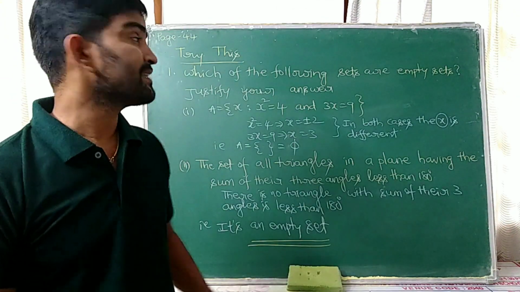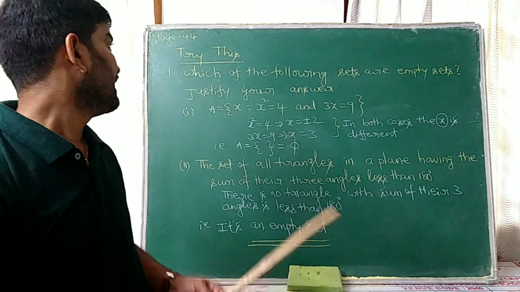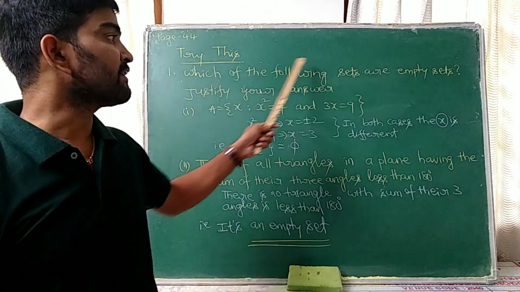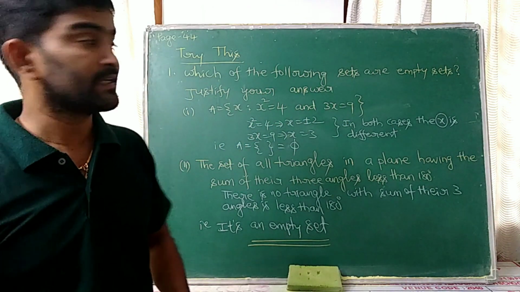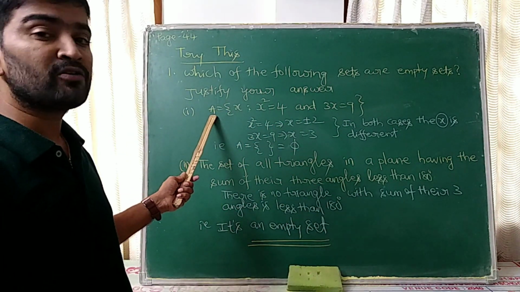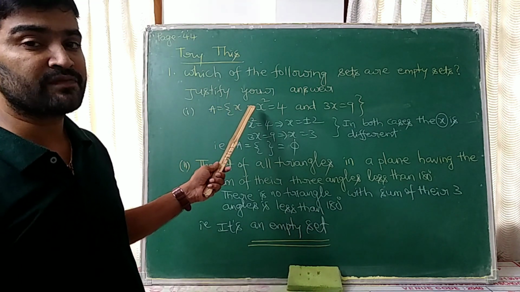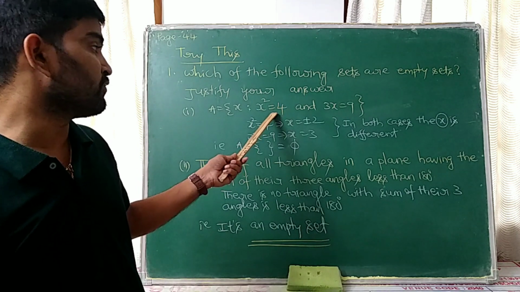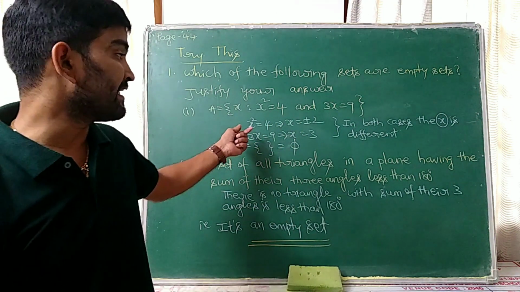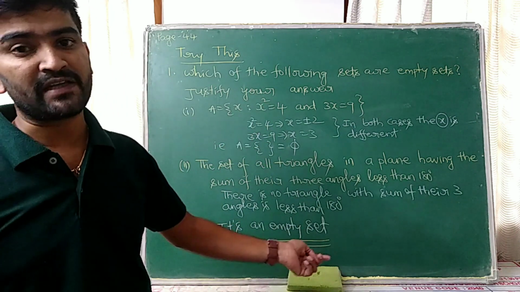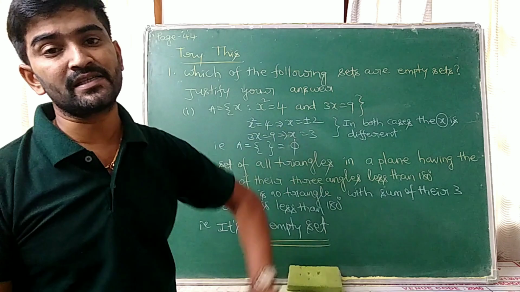Now we will discuss the problems of Try This on the same page number 44. Here the first question is: which of the following sets are empty sets? Justify your answer. Now see, given question A is the set of all the numbers which satisfy x square is equal to 4 and 3x is equal to 9. Now we have to write the values of x which satisfy both x square is equal to 4 and 3x is equal to 9.